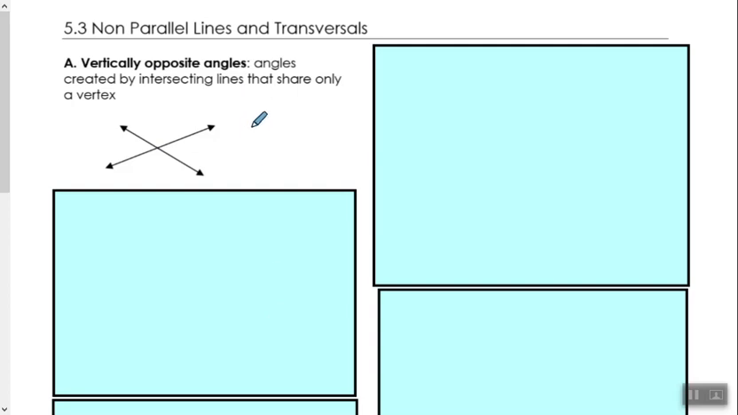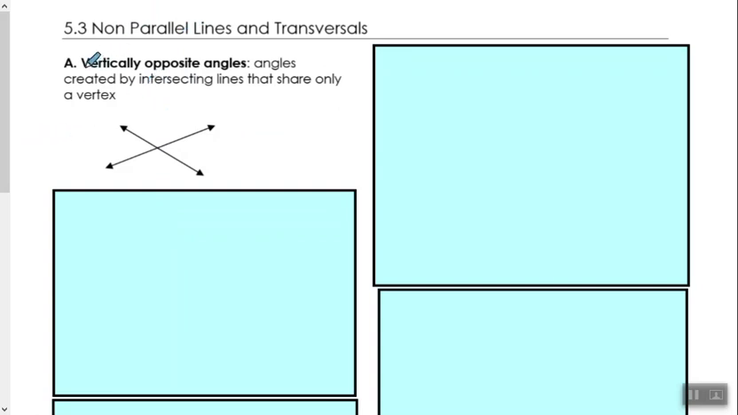Hi guys, so here's our notes for 5.3, non-parallel lines and transversals. In 5.4 we're going to be looking at the same vocabulary words that we learned today, but in parallel lines, so relationships between them. Today we're just getting the vocabulary down.